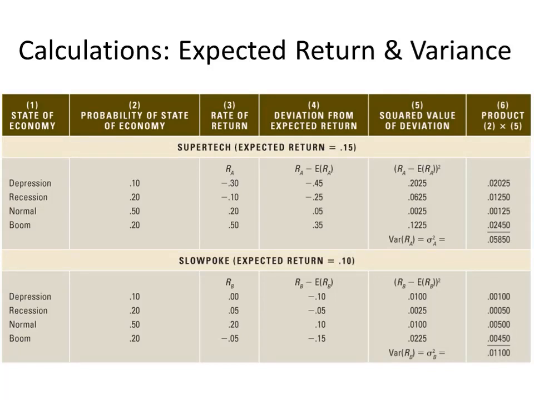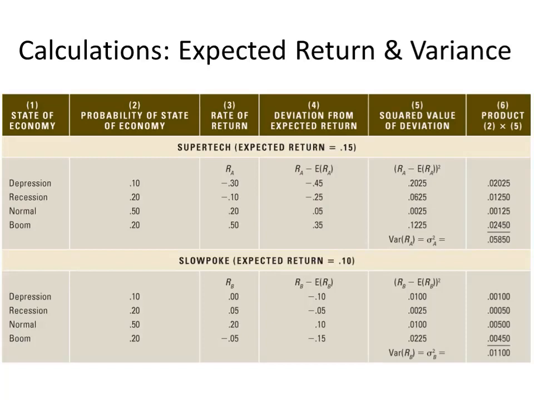What we're going to do is take the probability of the state of the economy, multiply it by the squared value of the deviation for that state of the economy to come up with a product. For instance, in depression, 0.10 times 0.2025 gives us 0.02025. In recession, 0.20 times 0.0625 gives us 0.0125. In normal times, 0.5 times 0.0025 gives us 0.00125. And in boom times, 0.2 times 0.1225 is equal to 0.0245.